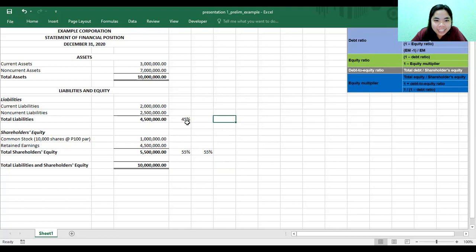So, debt to equity. I will erase this. Okay, I was not able to erase it. Debt to equity ratio would be your total debt and the shareholders' equity. This is what I'm trying to show you.